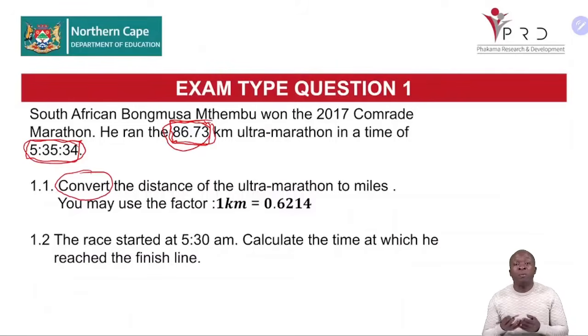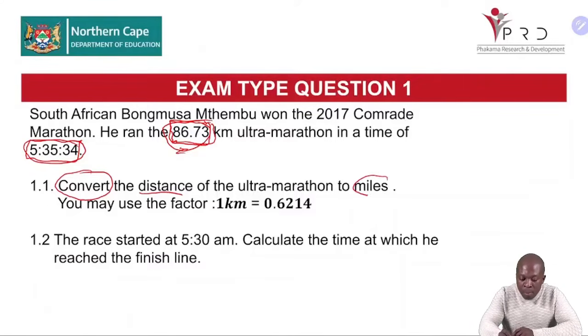Do you see our first question? Convert. But then what are we supposed to be converting? The examiner says we must convert the distance, meaning the 86.73. The examiner wants us to convert that distance to miles, which means that the distance is not in miles. Look at the unit. Do you see that the unit is kilometers? Good. So the examiner wants us to convert from where? Kilometers to miles. How do we do that? It is very much simple.